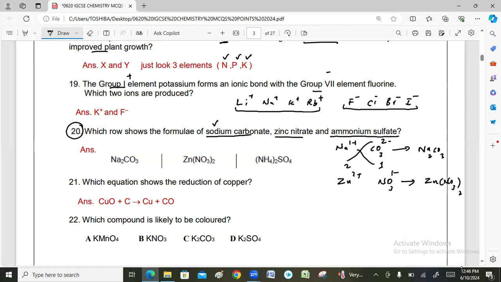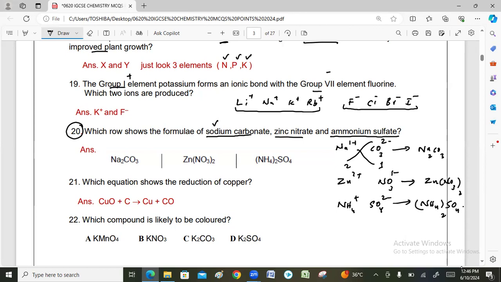Then ammonium sulfate, ammonium is NH4 positive. Sulfate is SO4 2 negative. So make the ammonium 2 times. So NH4 2 times SO4. So just practice the formula making. You can solve the question related to formula making.